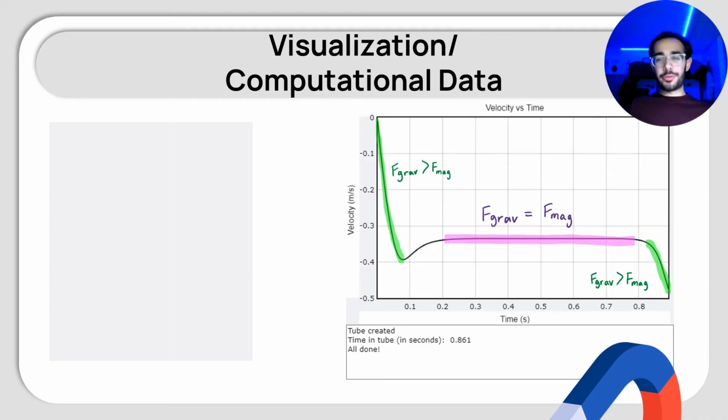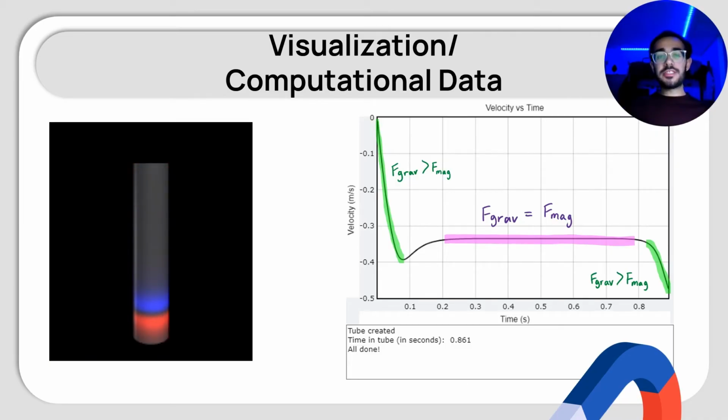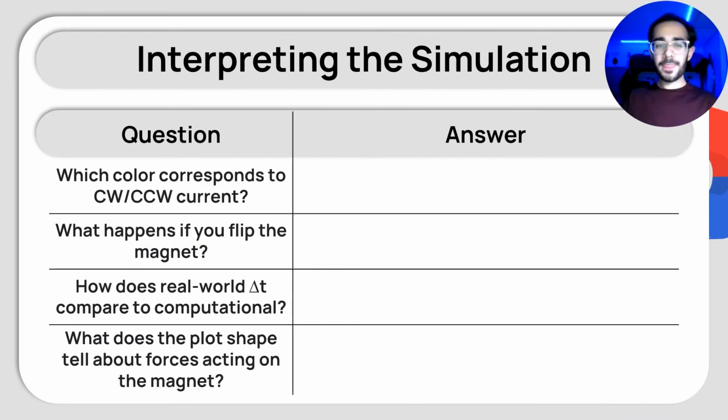With all that code out the way, we're finally able to create a visualization and graph of the motion of the bar magnet as it falls. In the graph, we see that as the magnet enters and leaves the tube, the gravitational force is greater than the opposing magnetic force, and this causes the magnet to accelerate. However, in the middle of the tube, the two forces seem to balance each other out, and this causes the magnet to travel at a constant velocity.